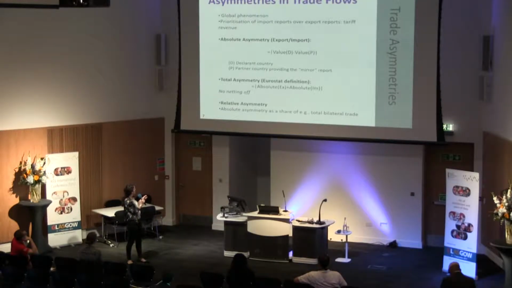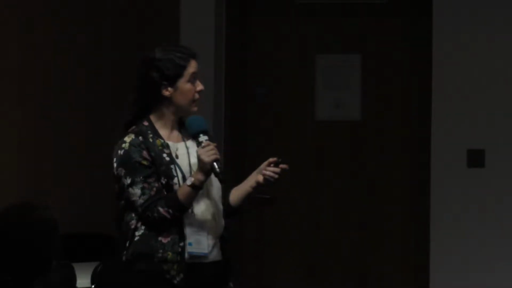Total asymmetry, there we are, is the calc that Eurostat prefers to use. So this is the sum of the absolute export and absolute import asymmetry. So exports and imports are summed together without regard to their sign, so there's no netting off. So obviously these can be pretty large again.